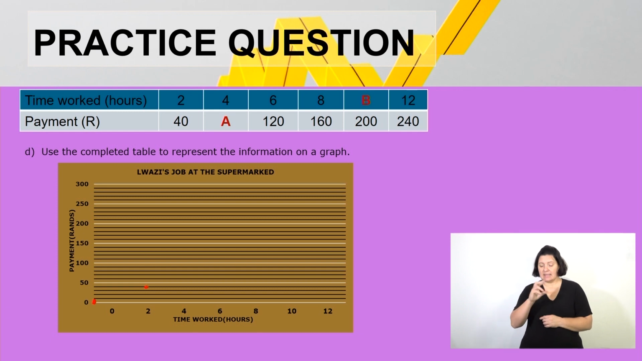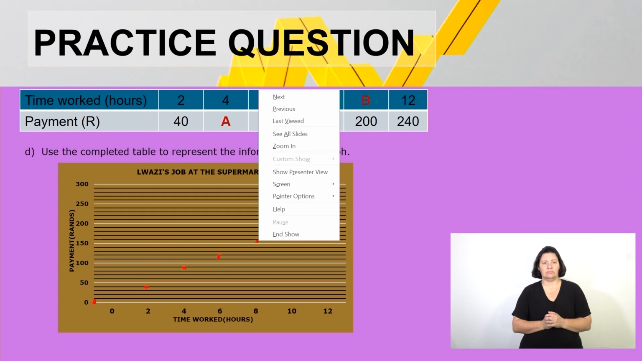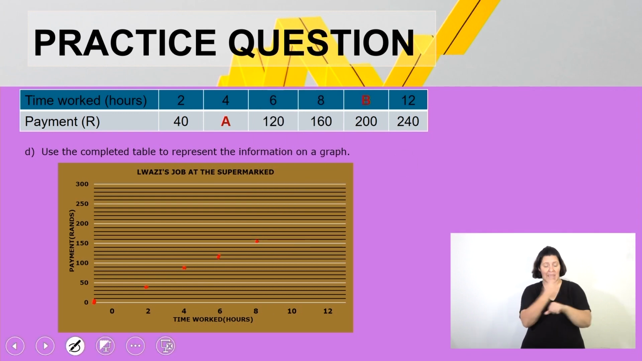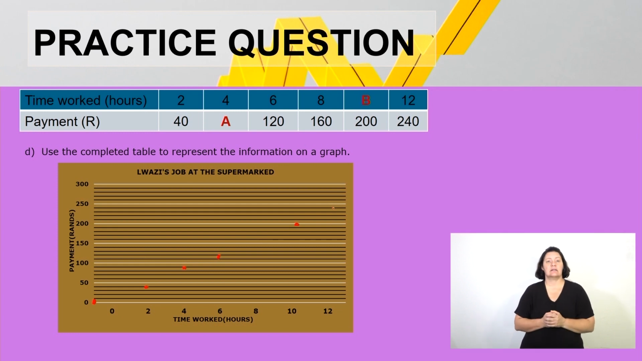4 hours, we said it's 80 rands. It goes there. And then we have 6 hours, 120. It will be here. And then 8 hours is 160, just after our 150. And then for 10 hours, it will be 200. That is the point over there. The last one, it will be 240, just under 250.